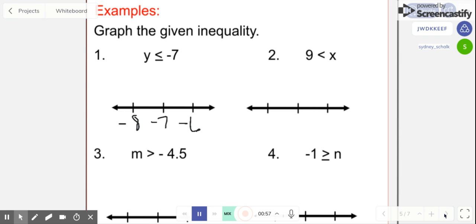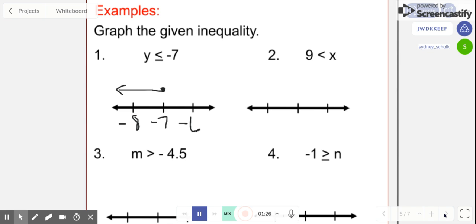And so now the second step is to decide should it be an open circle or a closed circle. Well, since it has that little line below it, it's less than or equal to, I'm going to put a closed circle at negative 7. That closed circle is saying that it could be negative 7. Y could be negative 7, but we also need to draw an arrow showing that it could be anything less than negative 7 or negative 7 itself.